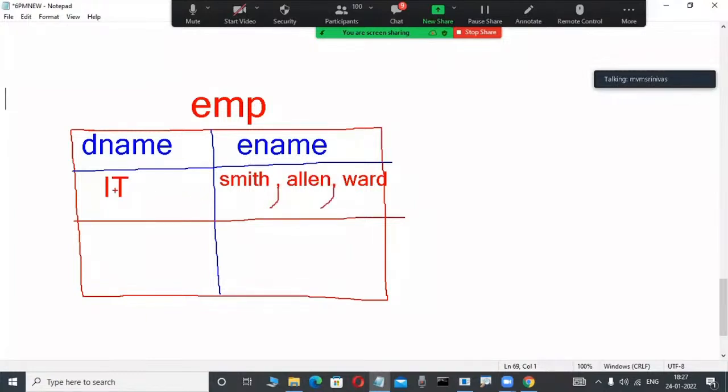IT is a department. In that department, Smith, comma, Ellen, comma, Ward are working. Again, another department is there. What is the department? The HR department is there. For example, in the HR department, one employee is working. My name, for example, Murali, is an employee working. For example, I am a programmer in my project.